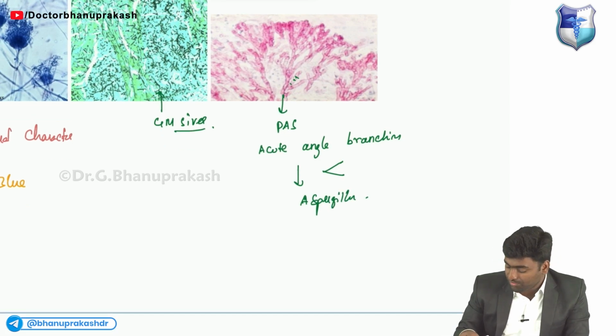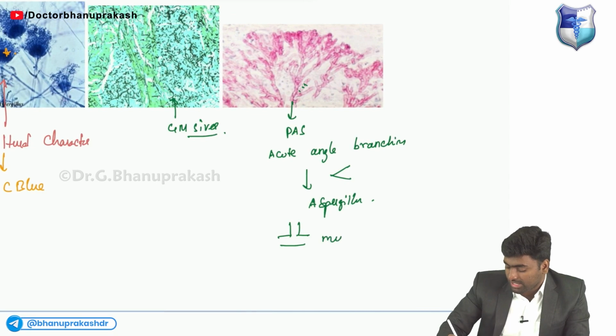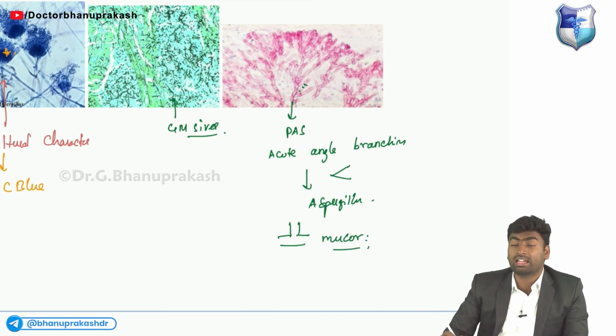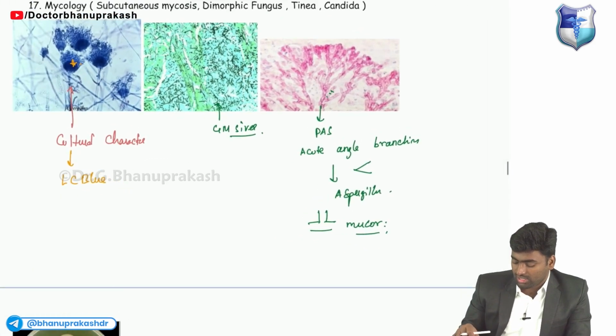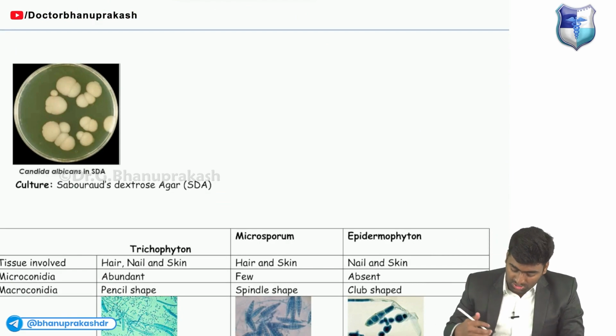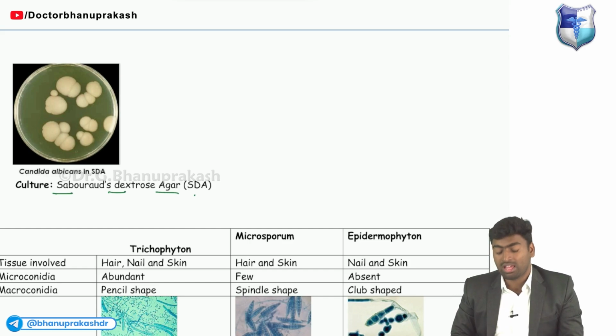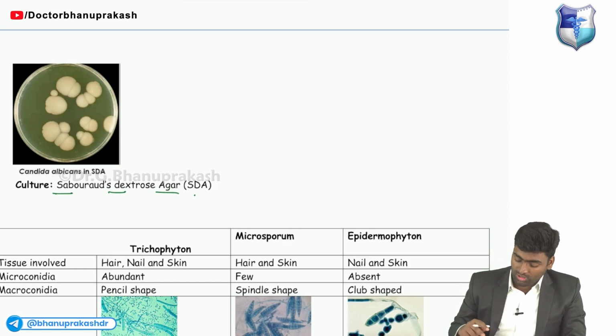Aspergillus. Whereas in the case of mucormycosis, you will see right angle branching. Okay, and it is not branching like this. This is the typical Aspergillus. Okay. Next, what is the culture? Usually, what culture do we use for mycological organisms? We'll use Sabouraud dextrose agar for culture of these fungal organisms.